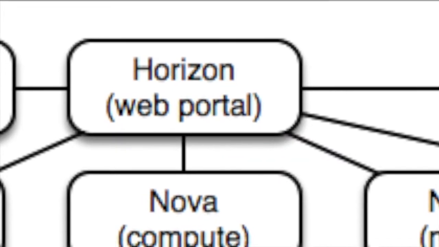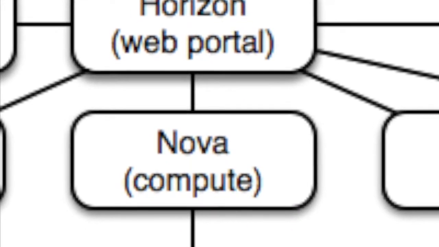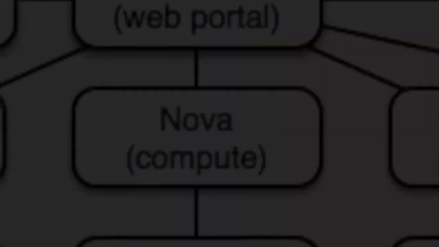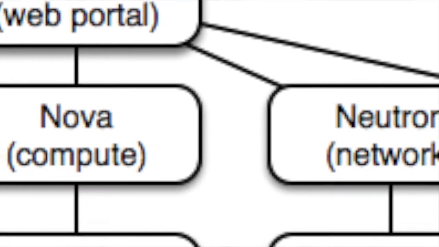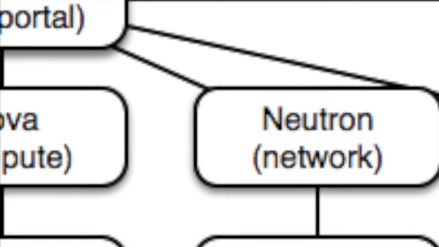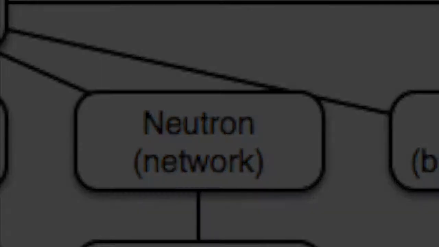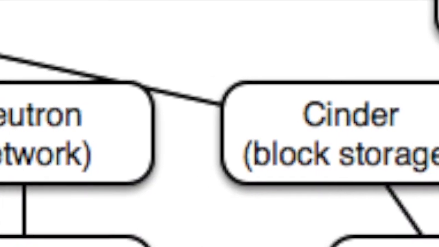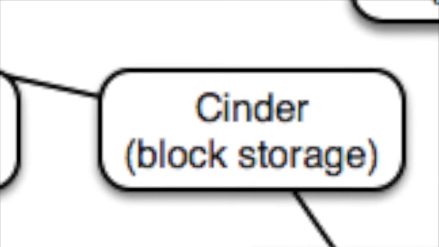Nova. This core component is the interface to managing compute clusters. One is required for each cluster. Neutron. This core component is used to manage the software-defined networking. VMware NSX interfaces with this. Cinder. This is the core storage module used to interface with block storage. iSCSI is used on the backend.